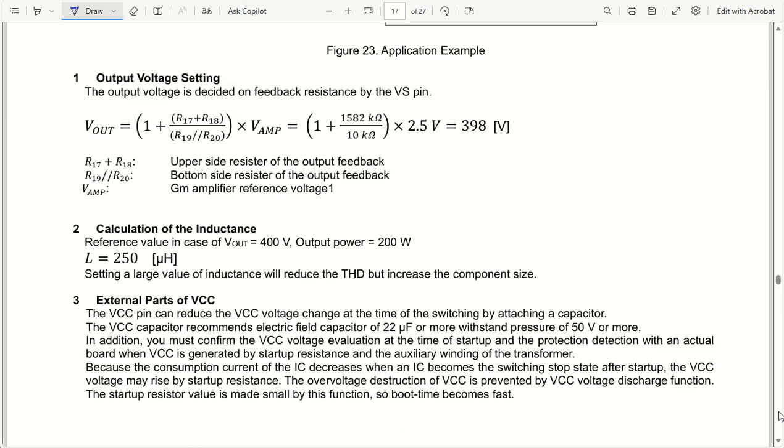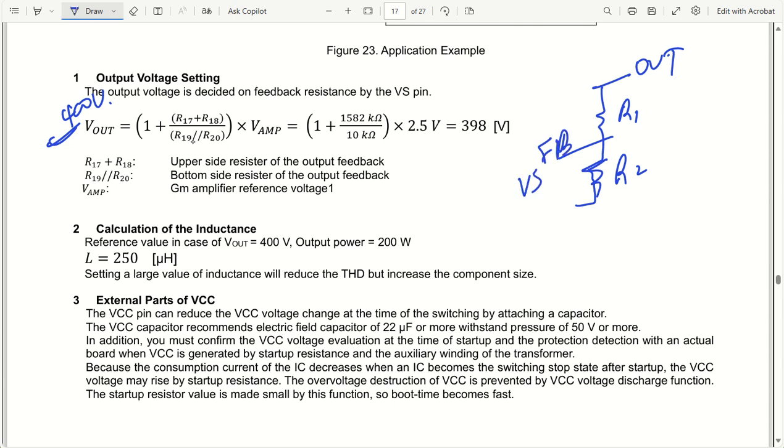One more circuit is given, let's do that as well. If you want to design the output values, you can always use this particular formula. Let us say V output, if you want to set it to 400 volt, or 398 volt. Then you can have 1 plus R1 over R2 only, because we don't want to have a lot of calculation. So let us say this is my output pin, this is my R1, this is my R2, and this goes to my VFB pin, which is nothing but the VS pin here.